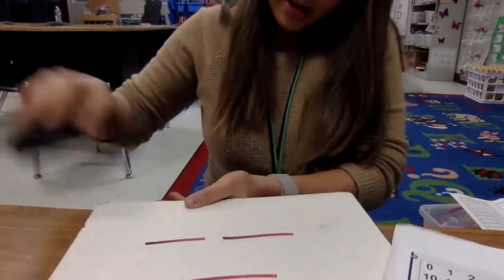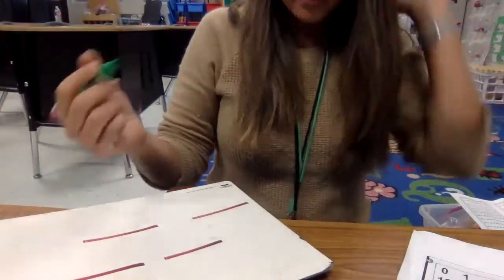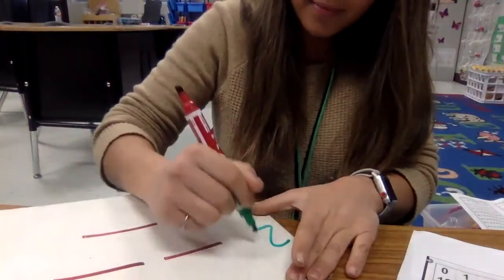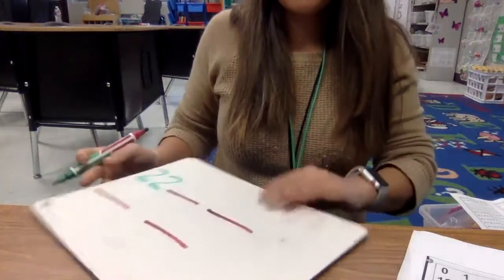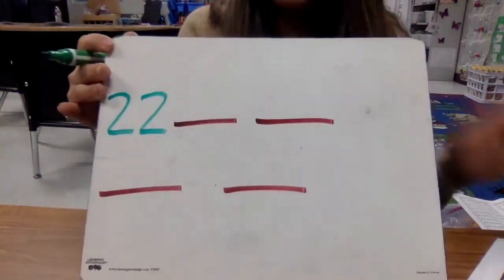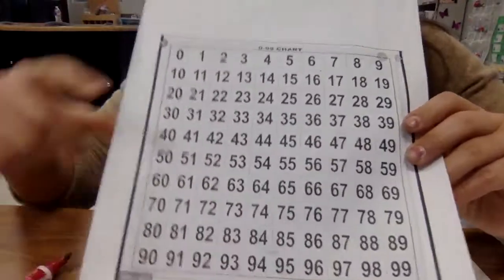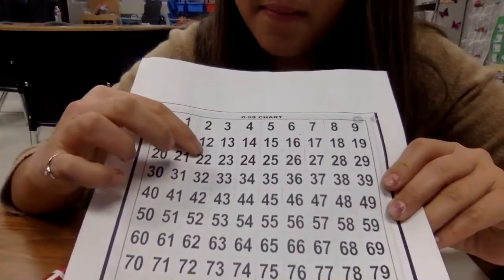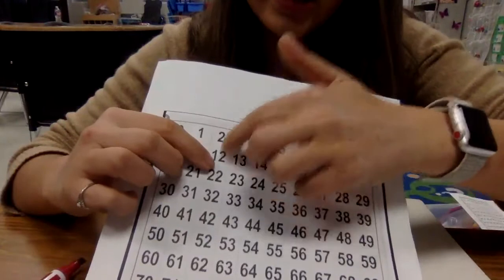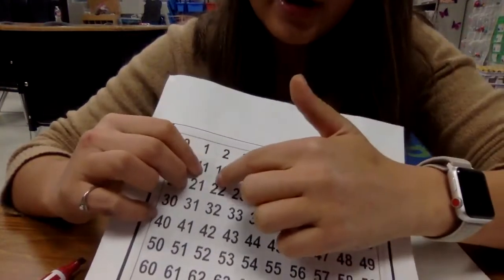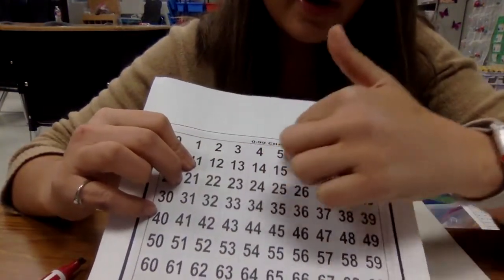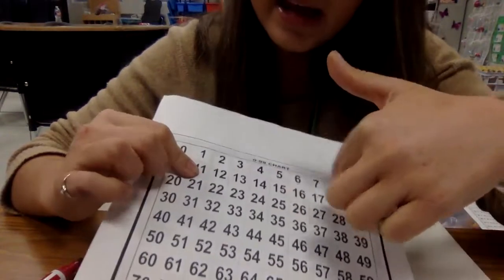Let's try skip counting from 22. What do you guys think will come next? We can look at our hundreds chart. Find 22. It won't be 23. It will be 24. 22, 24, 26, 28, 30, 32.